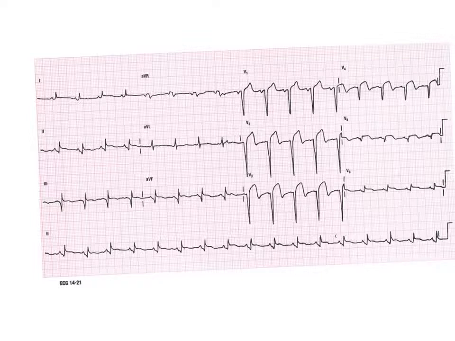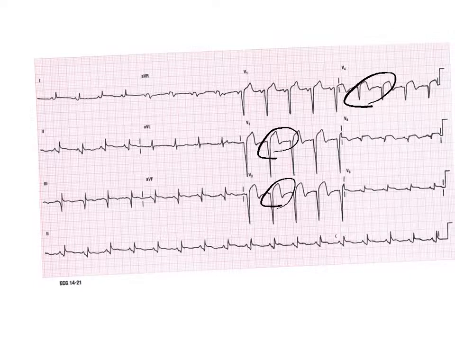And now I'm looking for ST elevation, and I find it very definitely. A little bit in V1, some in V2, V3, V4. And so what I've got there is ST elevation consistent with ischemia in the septal and the anterior leads, and that's it.